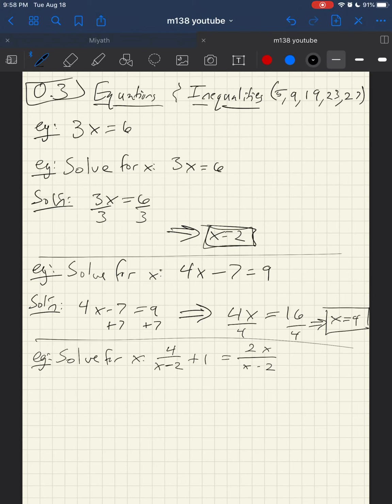Now, hopefully you've just unpaused the video after spending some time trying to hack through this. So let's go for it. Let's multiply both sides by x minus 2. So I've got 4 plus x minus 2. And then on the right-hand side, I multiplied this by x minus 2, so I just have 2x here. Let's simplify this. 4 minus 2, so this is x plus 2 equals 2x. I can subtract x from both sides, and I get this final answer that x equals 2.